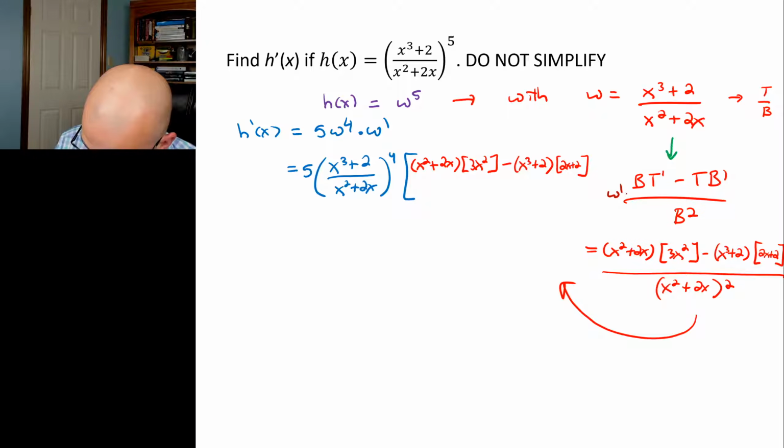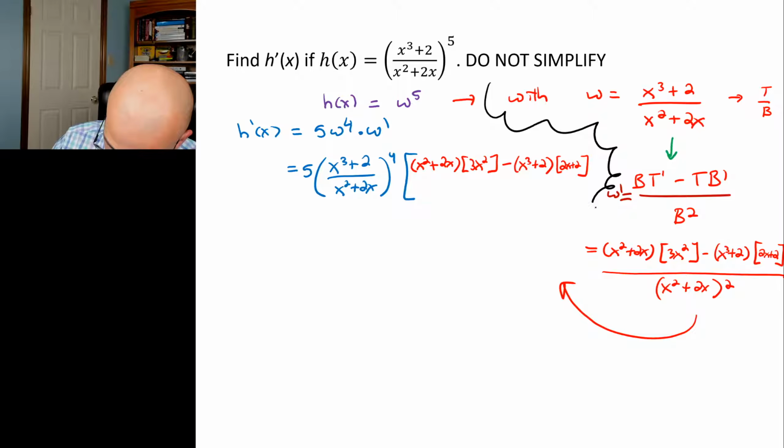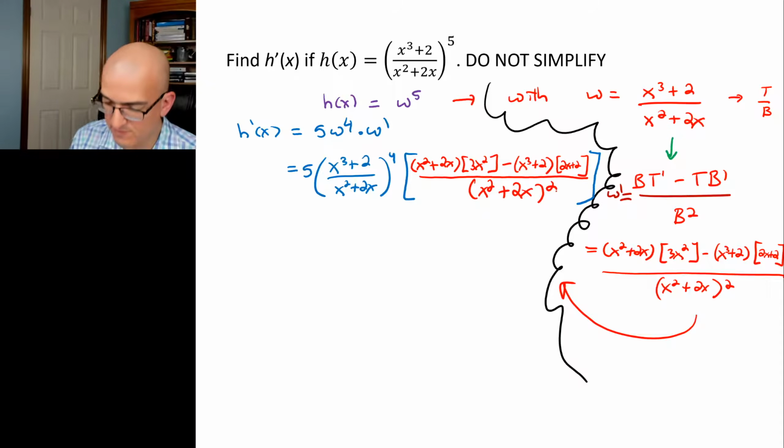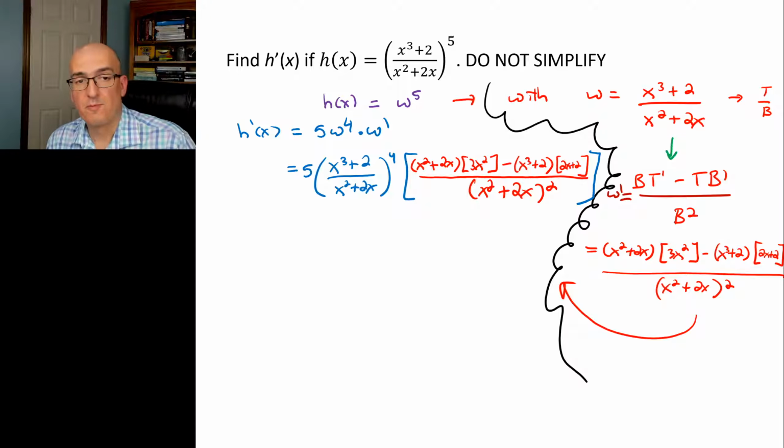Trying to squeeze everything in. And then all divided by the bottom squared, x squared plus 2x, all to the power of 2. Big block letters: do not simplify. Leave it alone. Don't mess with it.